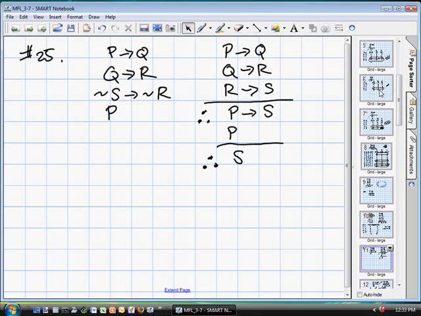Okay, so the rule with the negation one is you can just flip it around. If you do two things, you flip it and you negate them both. That's called a contrapositive. And contrapositives are completely equivalent to the original. That's why it's legal for me to do that. Okay.